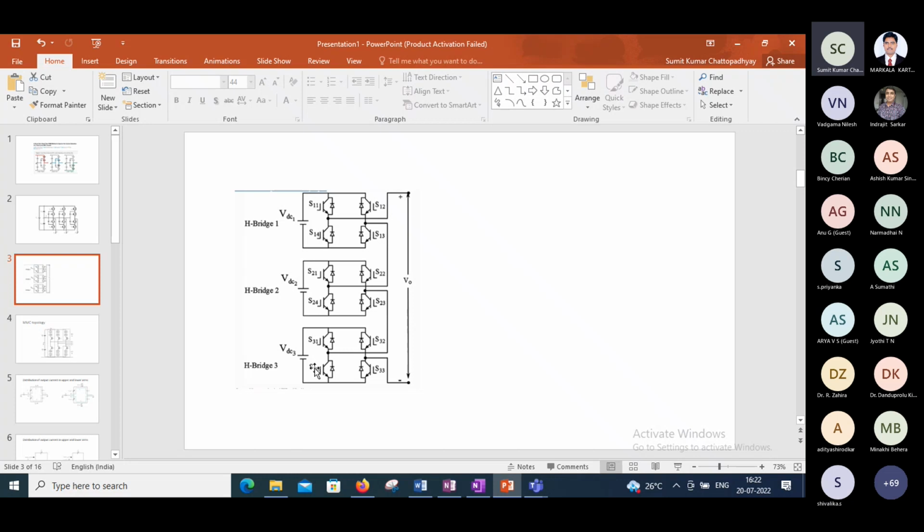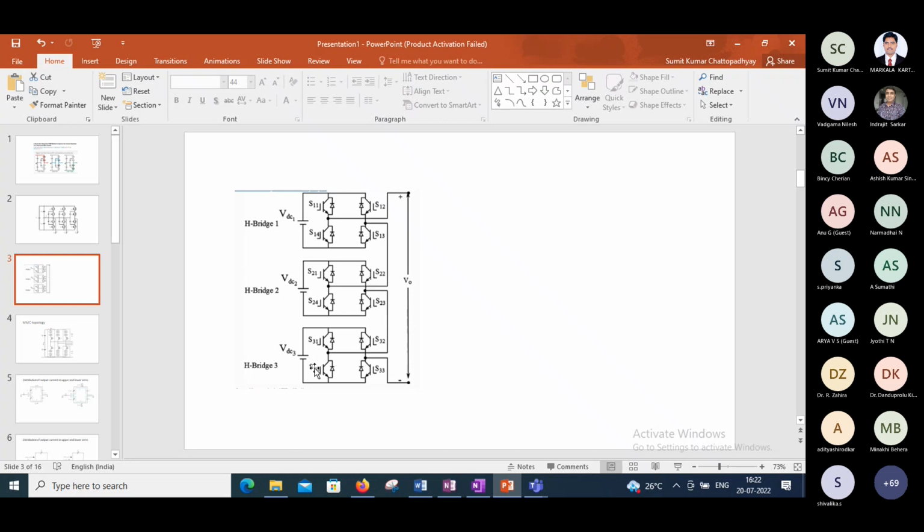it can also be seen that since there are more number of levels, the requirement of switching frequency to generate a given power quality reduces. Why, again, I cannot discuss right now. Just an example I can give you.